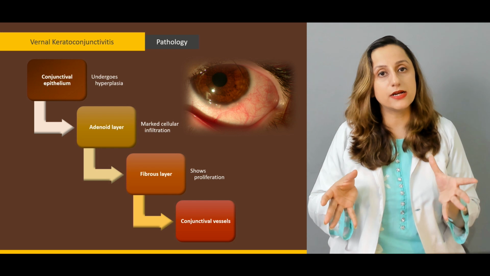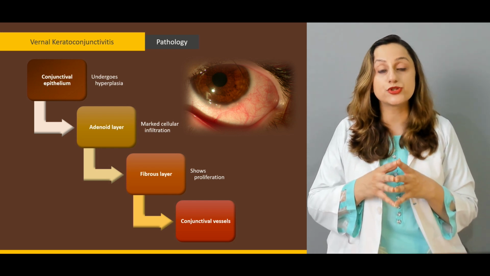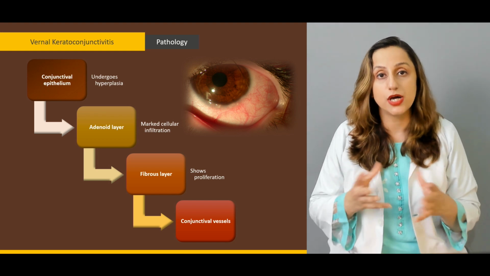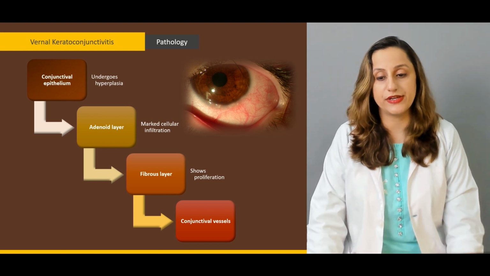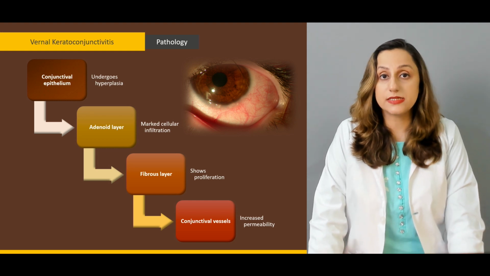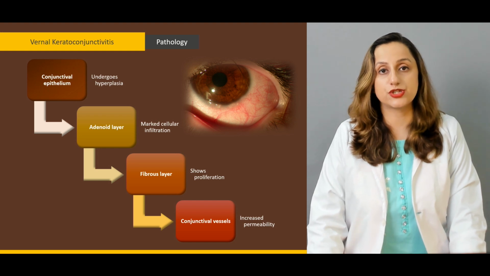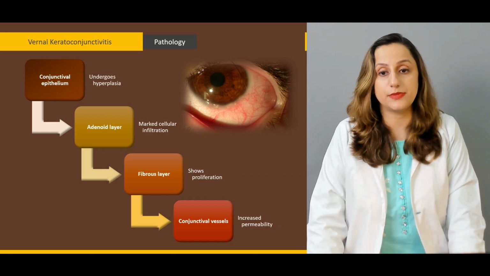The fibrous layer would show proliferation, and sometimes hyalinization of the fibrous layer would occur over here. The conjunctival vessels would exhibit increased permeability, and that is again responsible for the production of the allergic reaction in the patient.